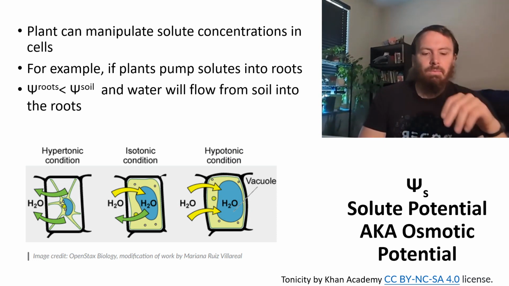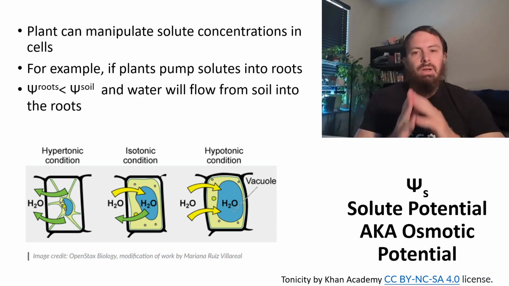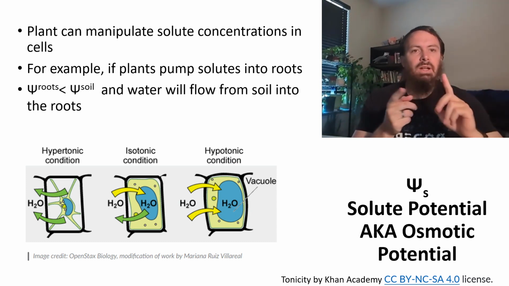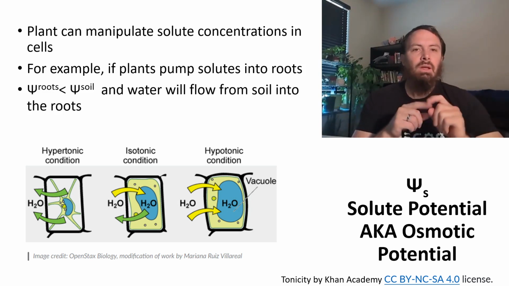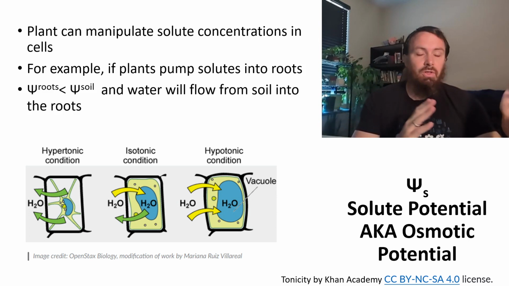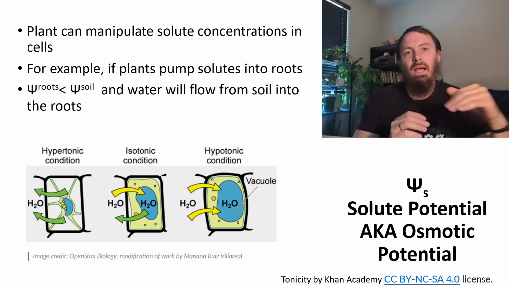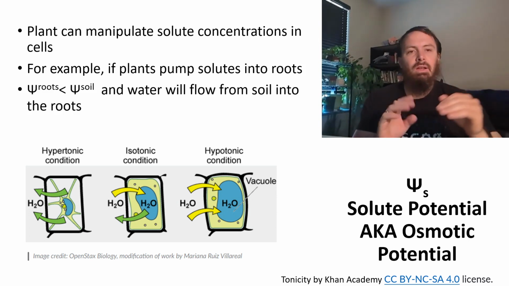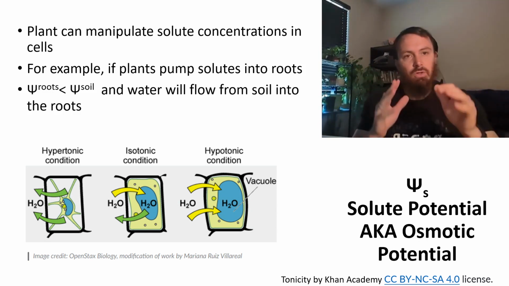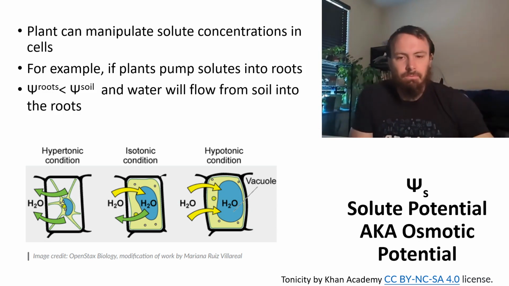Now, plants are able to manipulate solute concentrations in their cells. Think about the simple diffusion, facilitated diffusion, and active transport that we talked about earlier. If plants can use those to increase or decrease the number of solutes, then they can impact the solute potential, right? If you take solutes out, your solute potential is going to go up, and if you put solutes in, your solute potential is going to go down.